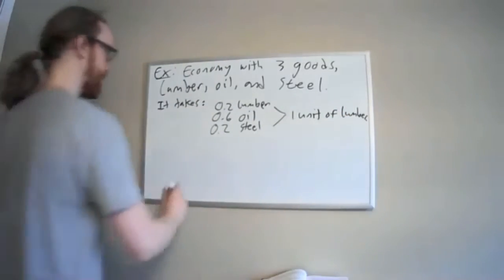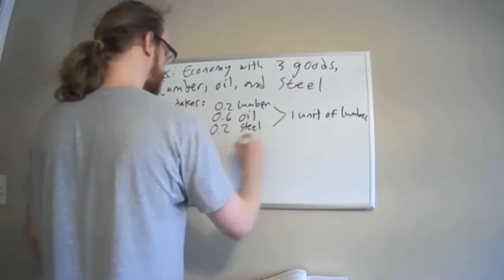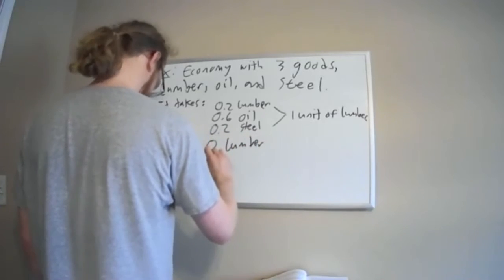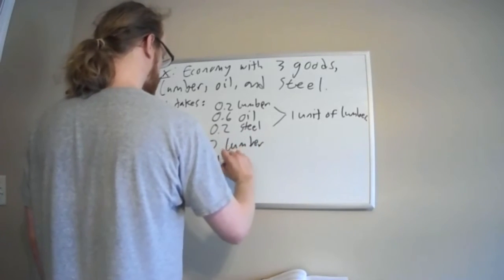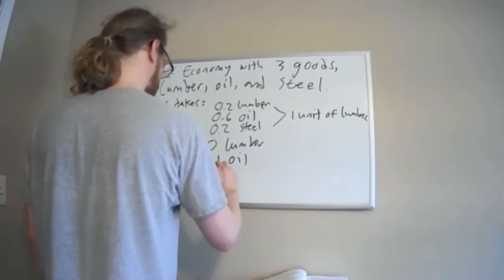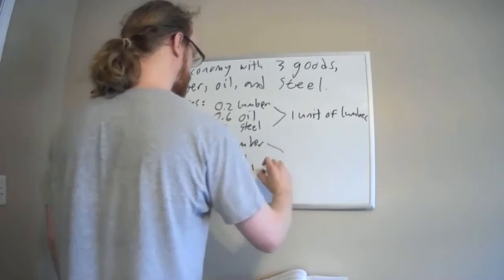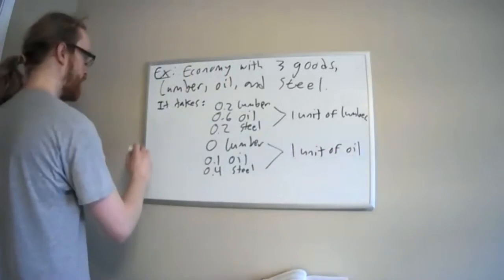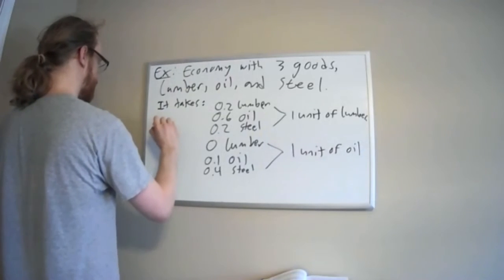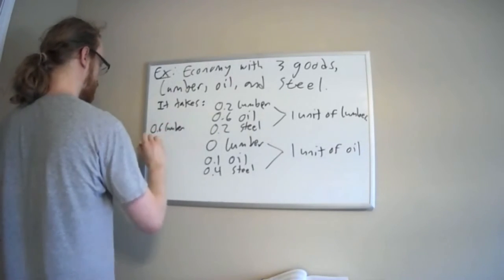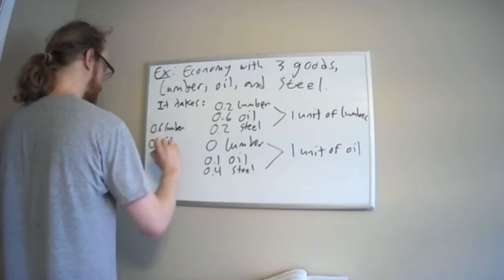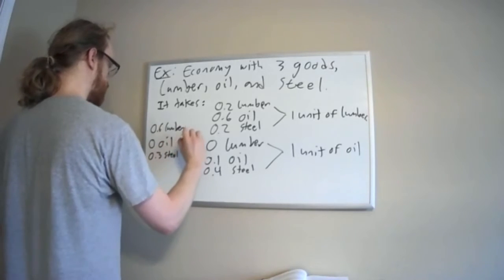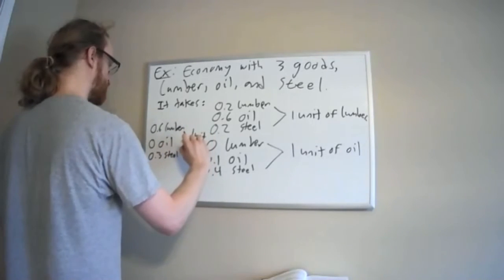Okay. Now to produce 1 unit of oil, I'm going to need, maybe it doesn't take any lumber at all now in this new economy. It takes 0.1 oil and it takes 0.4 steel. This is to produce 1 unit of oil. And maybe over here I'll write, it takes 0.6 lumber, 0 oil, no oil at all, and then 0.3 steel, all to produce 1 unit of steel.